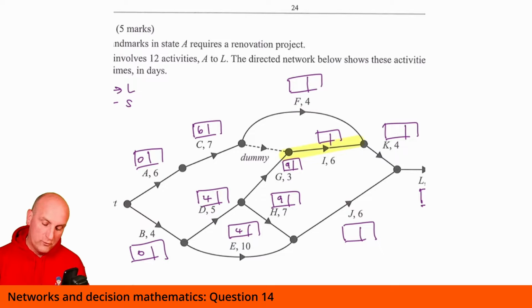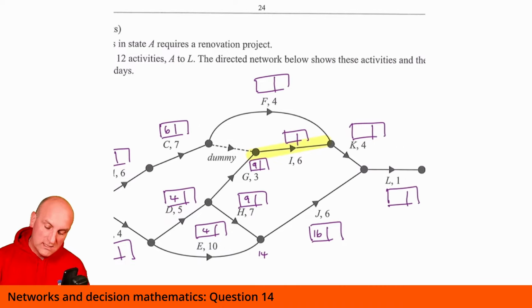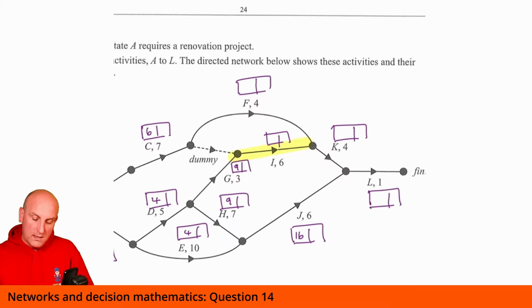Okay, let's see what we've got here. 4 plus 10 is 14. 9 plus 7 is 16, so I'm going to go with 16. So J is going to start at 16. Right, what have we got now? 6 plus 7 is 13. So F is going to start at 13. That could also start at 13.